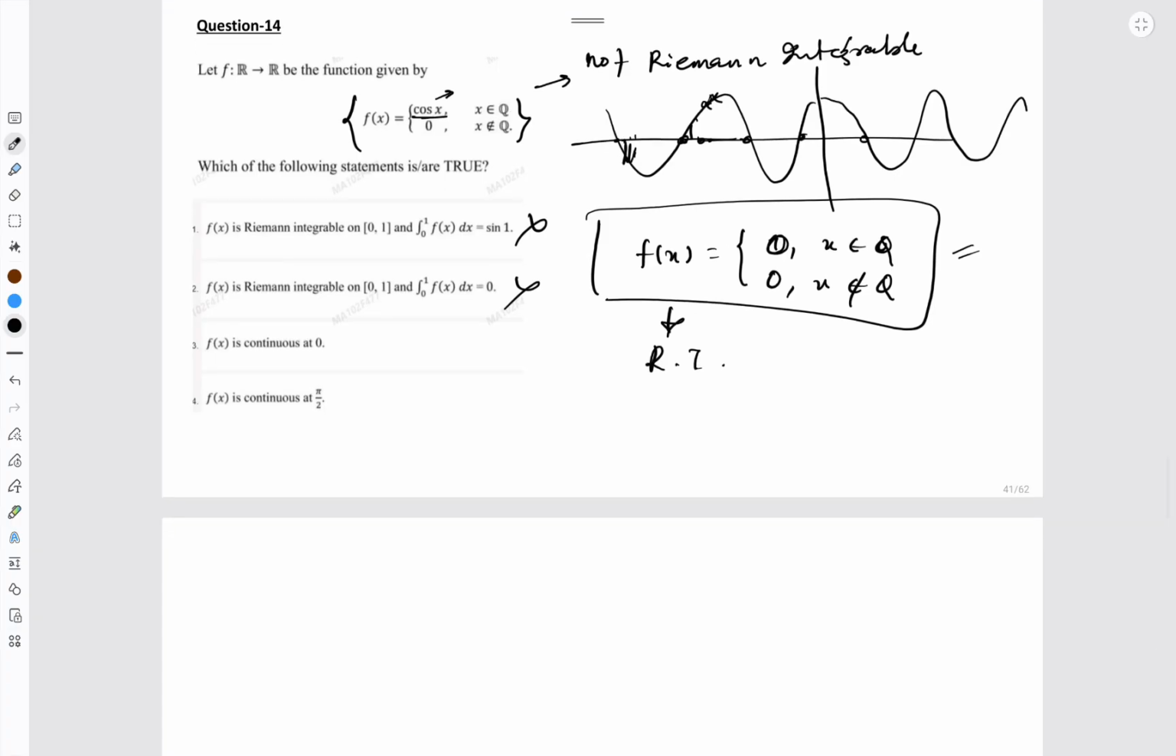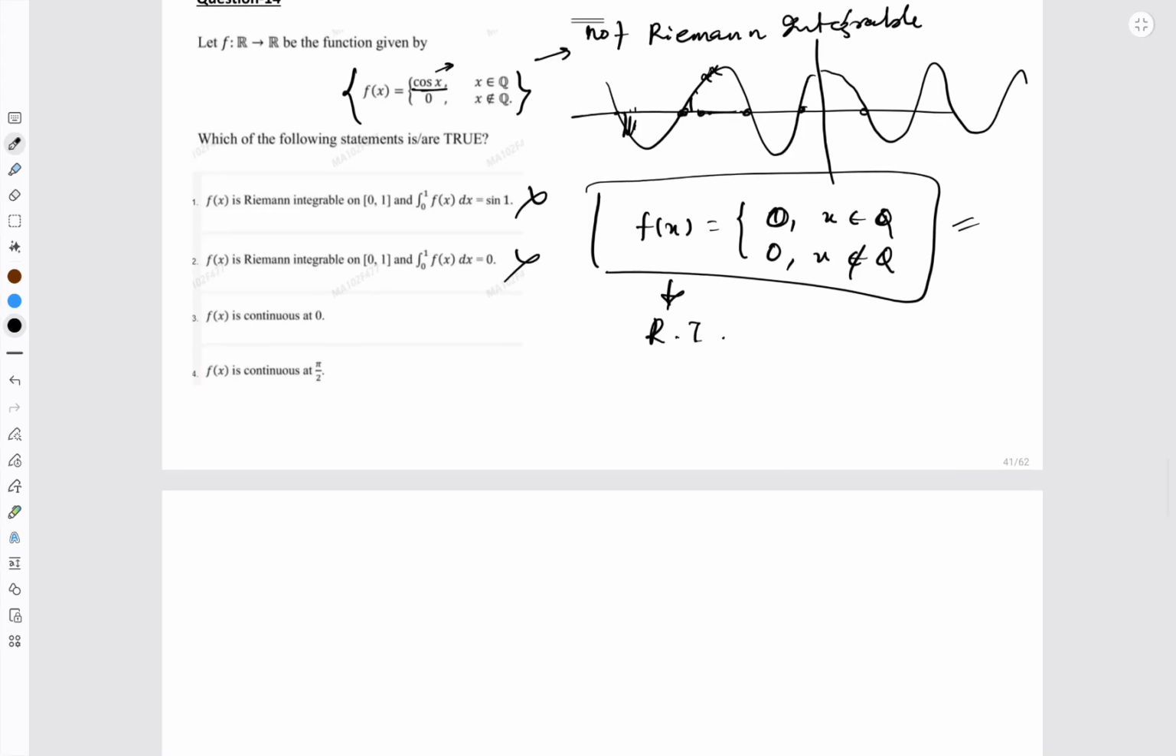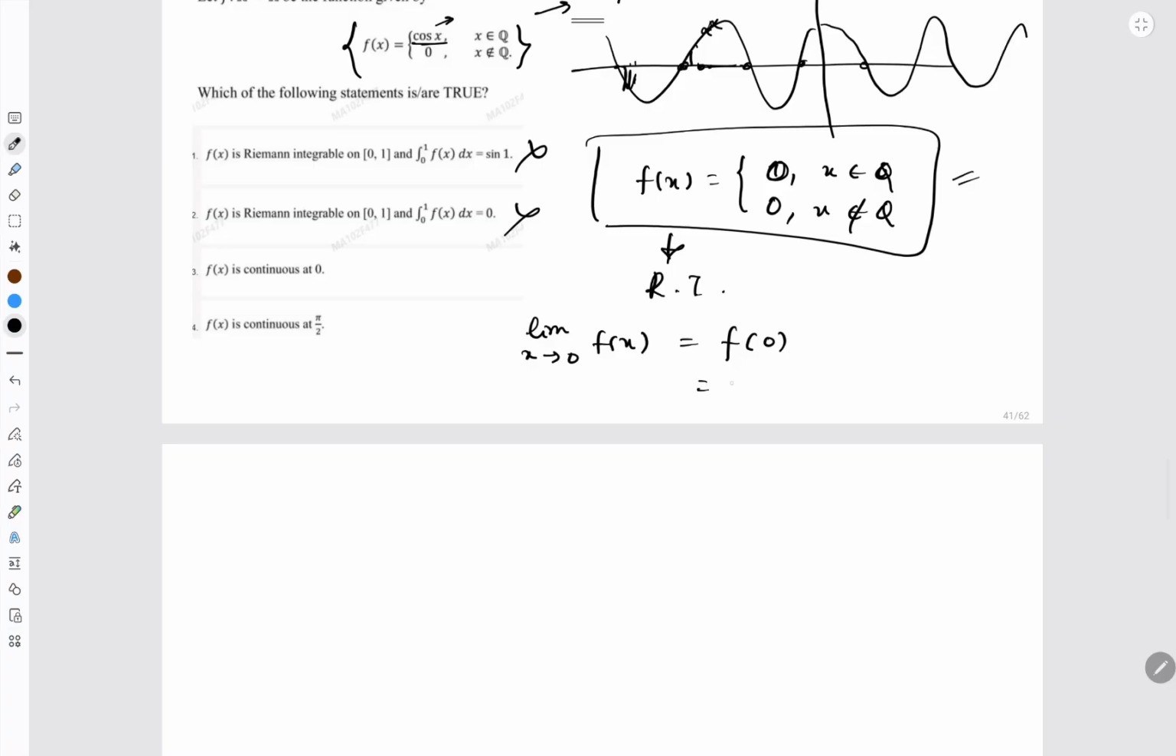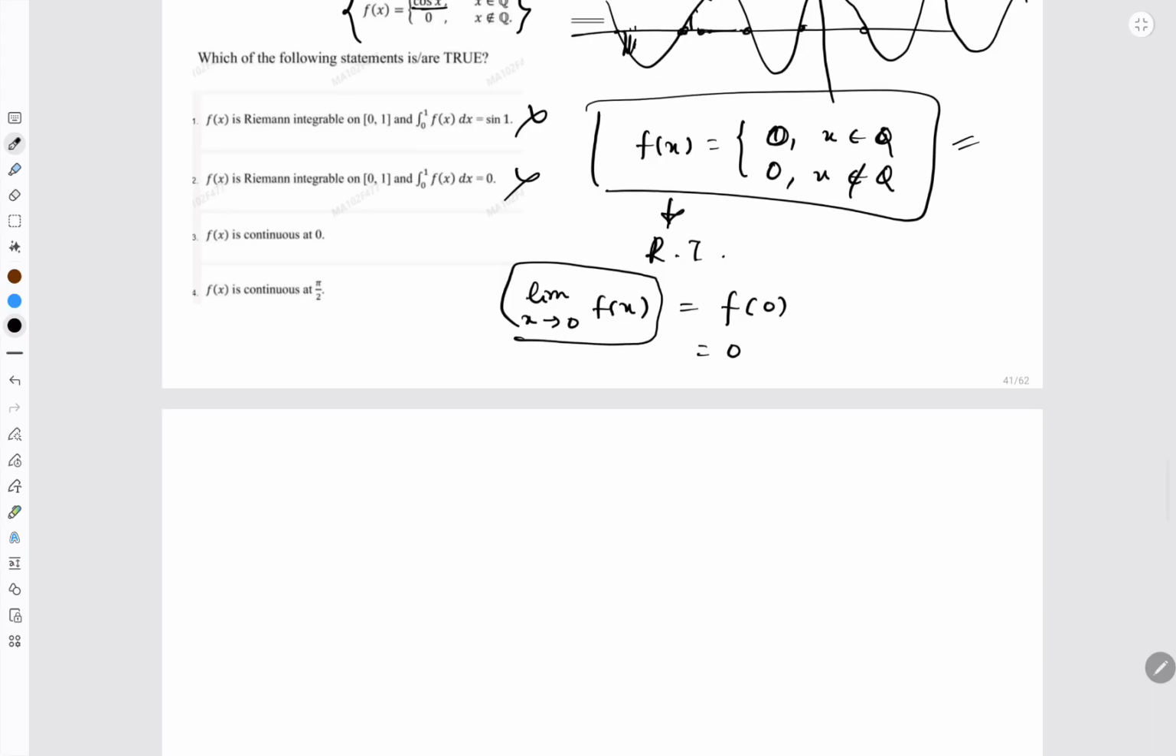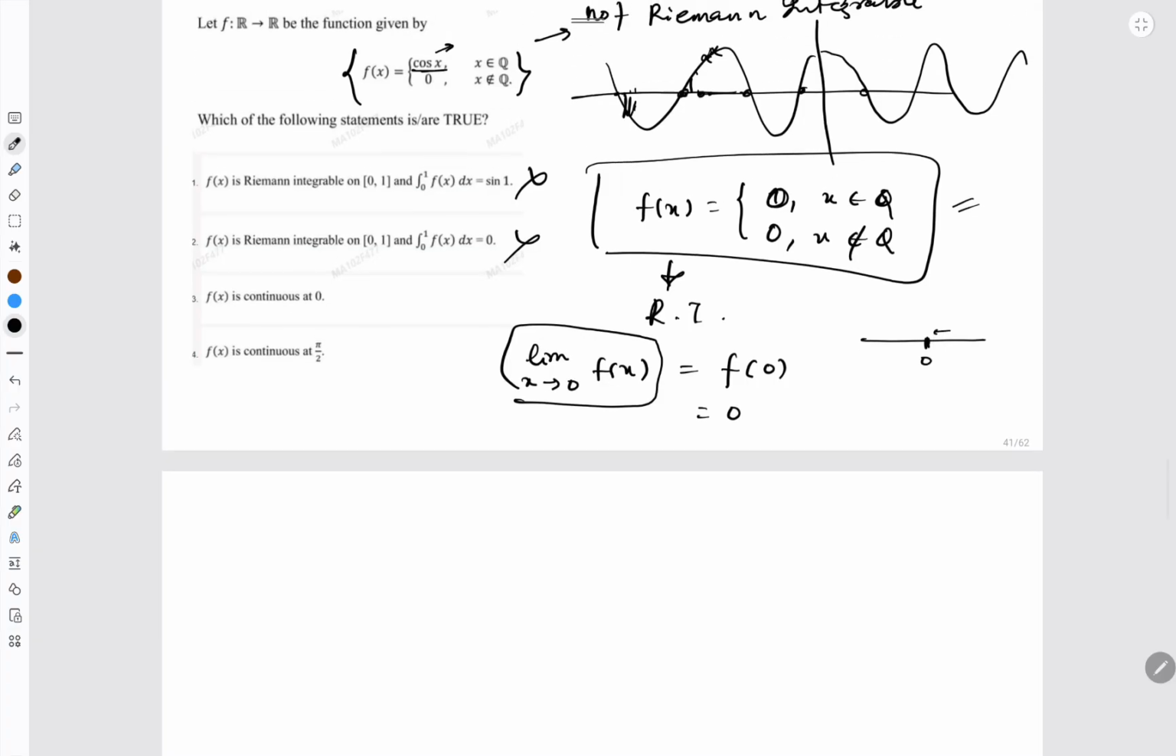Now it is saying f is continuous at pi by 2 or at 0. That means you have to find the limit as x tends to 0 of f of x, and equate it with f of 0. So f of 0 is basically 0 because 0 is a rational number. And what is the limit as x tends to 0 of f of x? If I am approaching 0 from the right side, I am encountering many irrational numbers. Maybe a number that is very close to 0 on the right hand side is an irrational number.